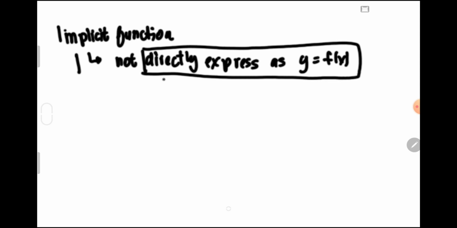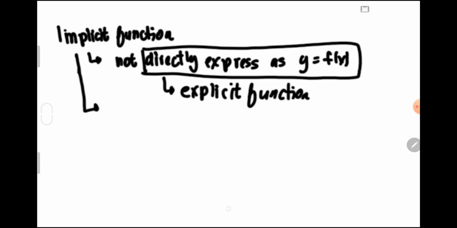So in our past lessons, we were solving functions that are already expressed as y equals f of x. These functions, which are directly expressed as y equals f of x, are called explicit functions. Note that an implicit function can be redefined into an explicit function.